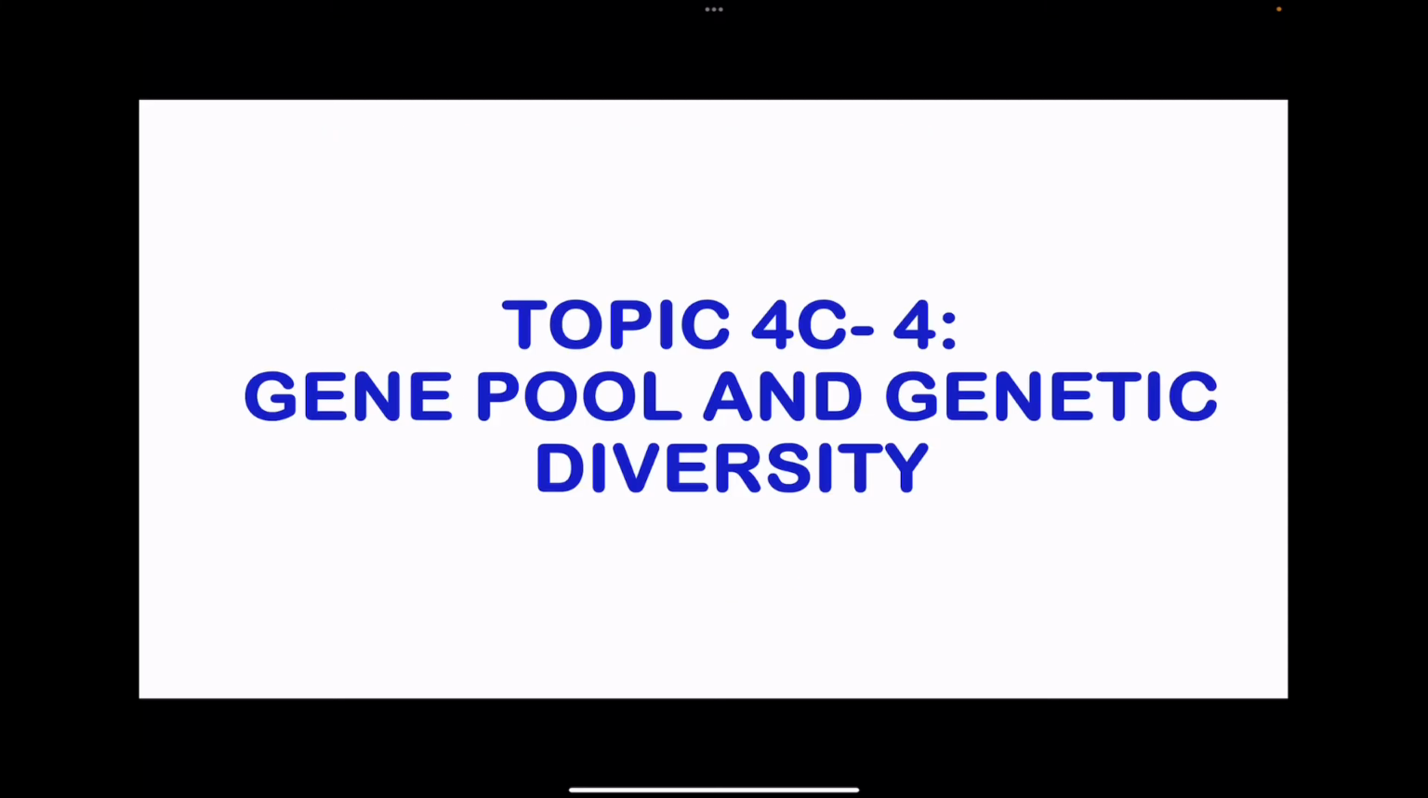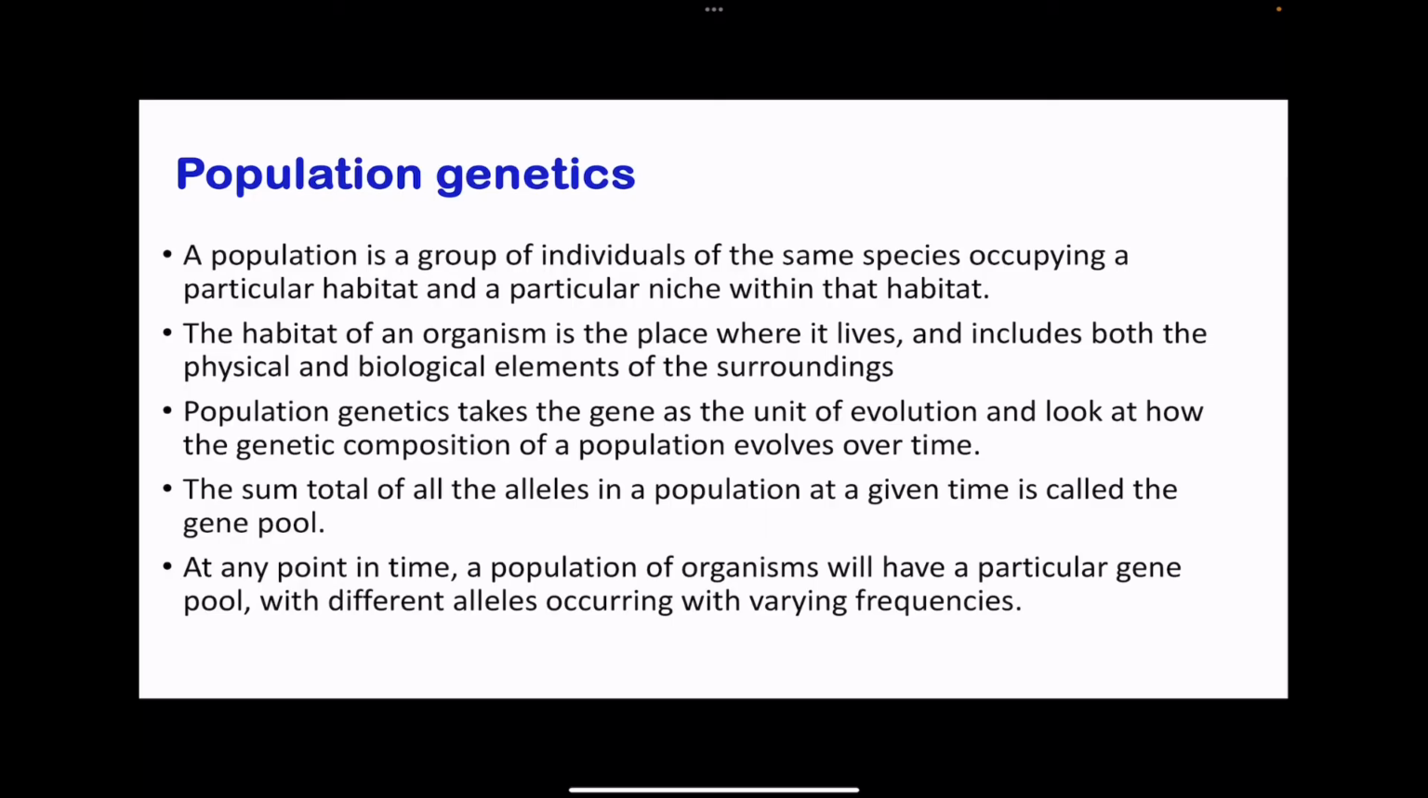Going on to topic 4.2.4, gene pool and genetic diversity. We have to look at some definitions, like a population. This is a group of individuals of the same species that occupy a specific habitat and a particular niche within that habitat. A habitat, of course, is a place where organisms live, and this can include the physical as well as the biological elements of their surroundings.